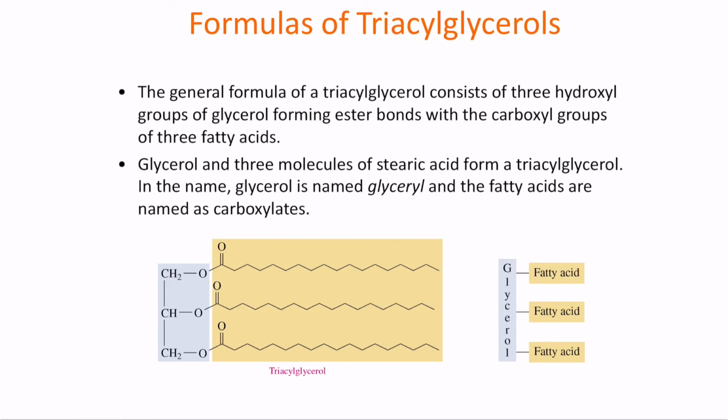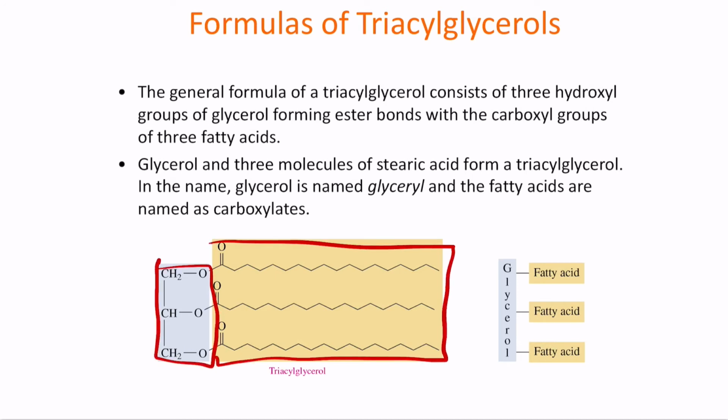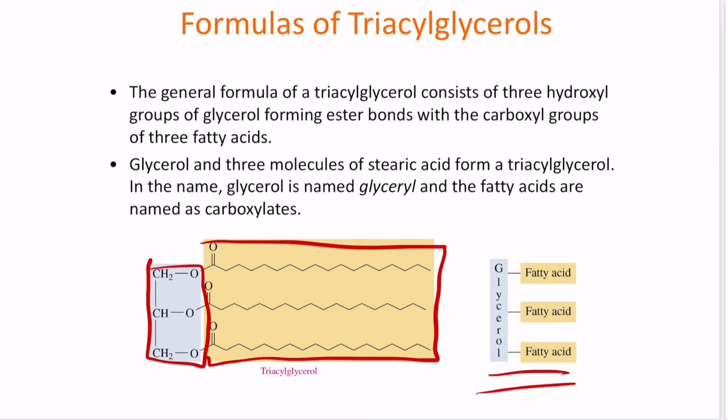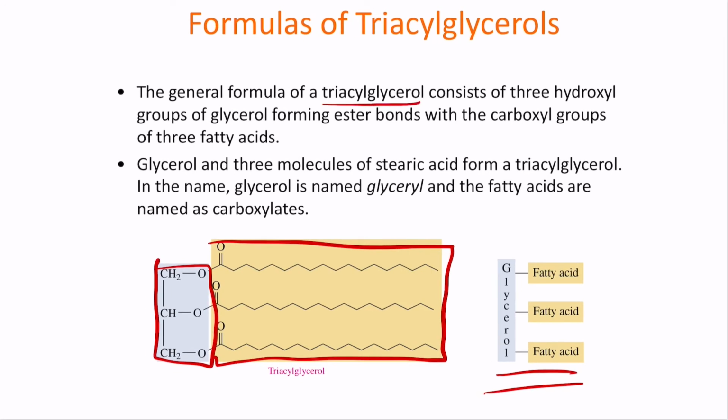For example, here the oxygen and the CH carbon part of it stays on one side and the fatty acid part of it stays on the other side. This is the simple representation to write a glycerol molecule. The general formula for triacylglycerol contains 3 hydroxyl groups of glycerol forming ester bonds with carboxyl groups of 3 fatty acids. Now glycerol and 3 molecules of stearic acid form a triacylglycerol.